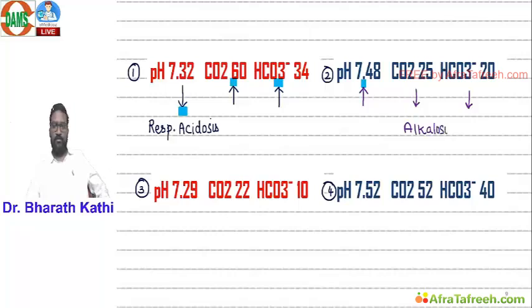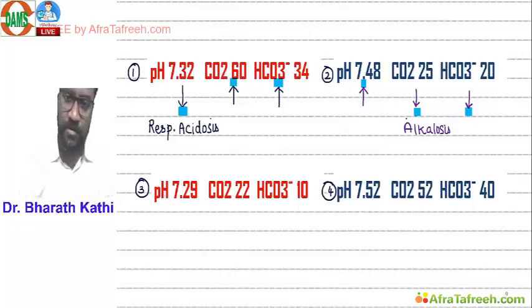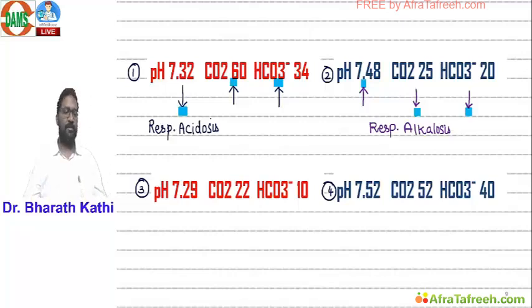Alkalosis. Change in pH with respect to parameters is in the opposite direction. So what should be the primary? Respiratory. So this is a respiratory alkalosis.